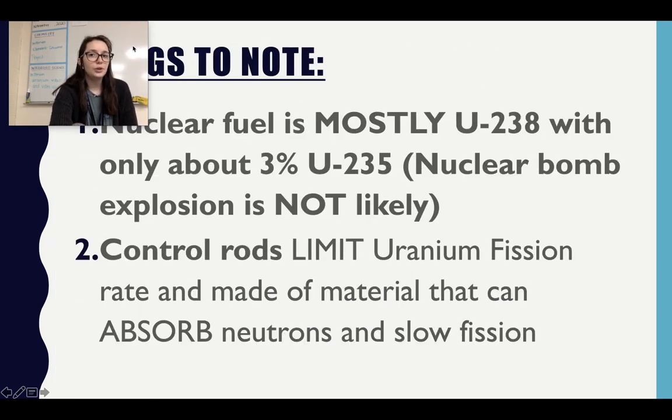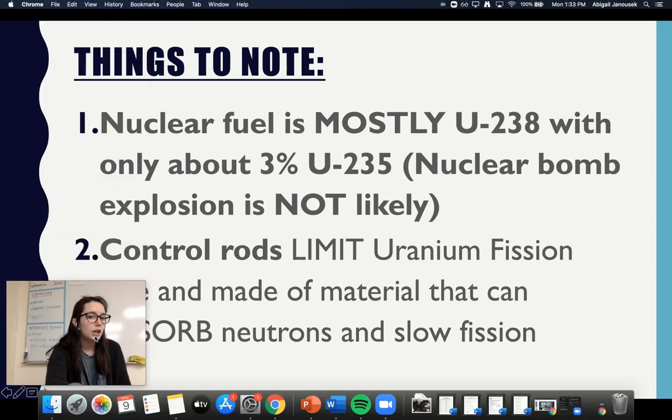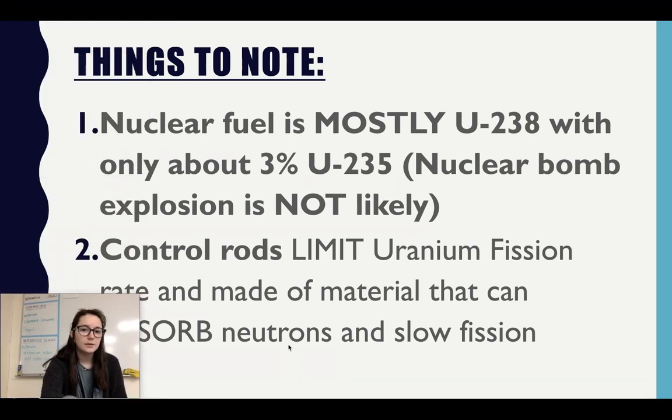Things to note: nuclear fuel is mostly U-238 with only about 3% U-235. A nuclear bomb explosion is not really likely in power plants, which is good because that means it's a little bit safer. The control rods limit the uranium fission rate and are made of material that can absorb neutrons and slow fission, so that we don't have anything dangerous happening. It's kind of a checks and balances.